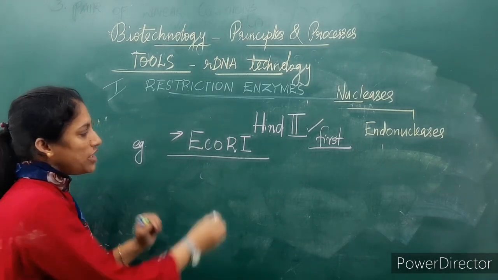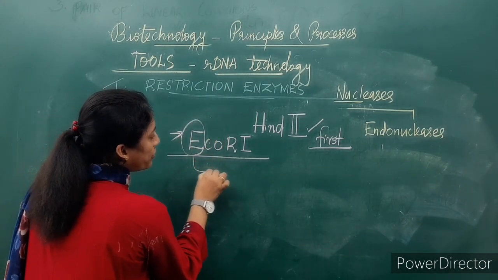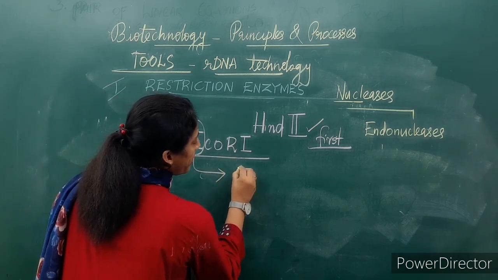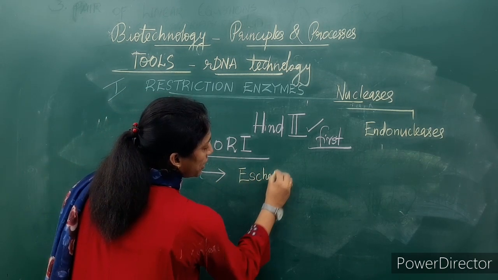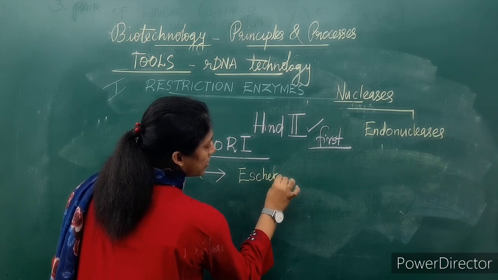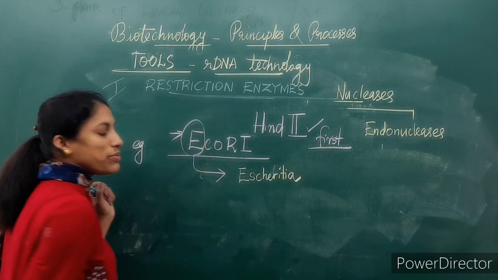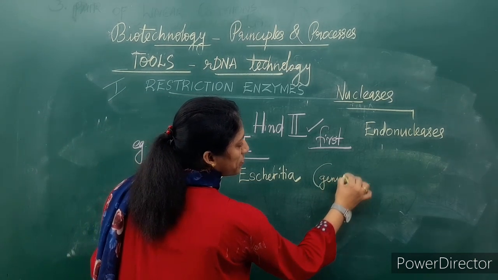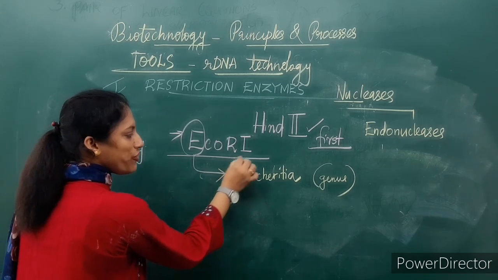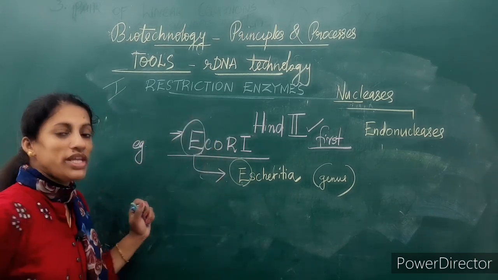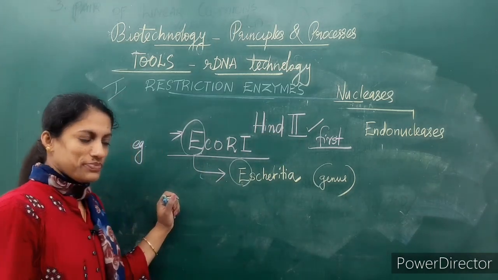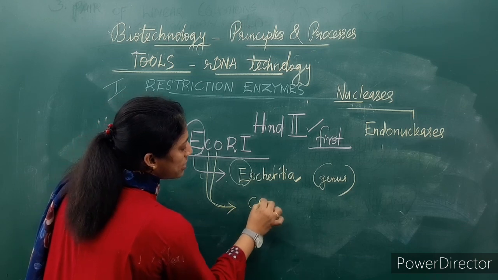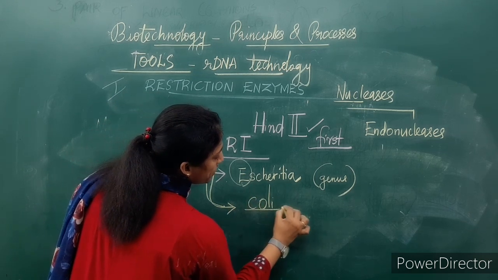Taking this as an example, we discuss how the naming is done. The first letter of the name of the enzyme represents the genus name of the bacterium, Escherichia. The first letter of the genus name will be the first letter of the restriction enzyme's name. Then the next two letters represent the first two letters of the species name.